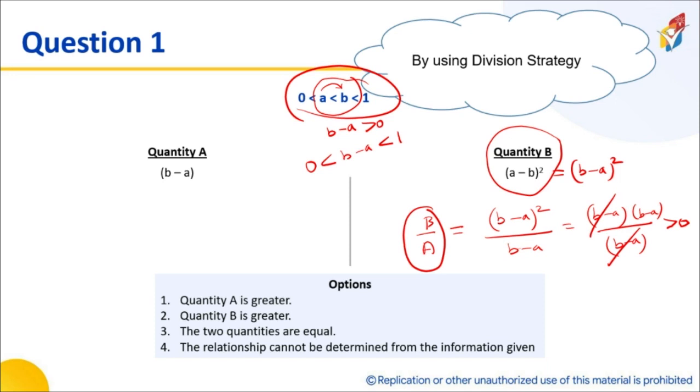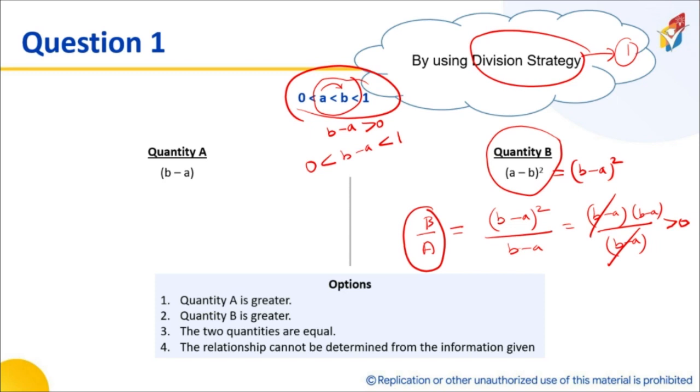This is the crux of the division strategy. Whenever you are dividing, you will compare against 1. You will not check out for 0. In the subtraction strategy, you will compare it against 0. In the division strategy, you will always be comparing against 1. So, when I did B by A, I should not actually do it with greater than 0, because greater than 0 is important but not enough for me.